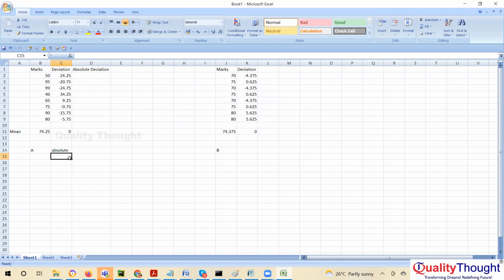So there are two ways to convert negative to positive. One is the absolute value, and the second is the square. Minus 5 squared is 25. So one is to find the absolute value, the second is to do the square. Here I'm doing the absolute value, so if it is positive, it stays positive; if negative, I'll multiply it by minus 1.